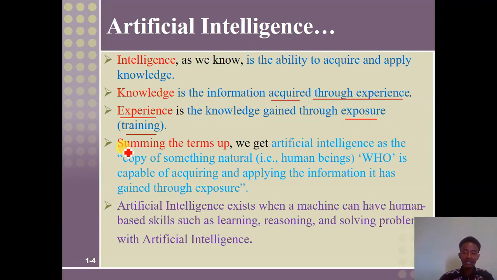So artificial intelligence exists when the machine can have human-based skills such as learning, reasoning, and solving real problems with artificial intelligence.